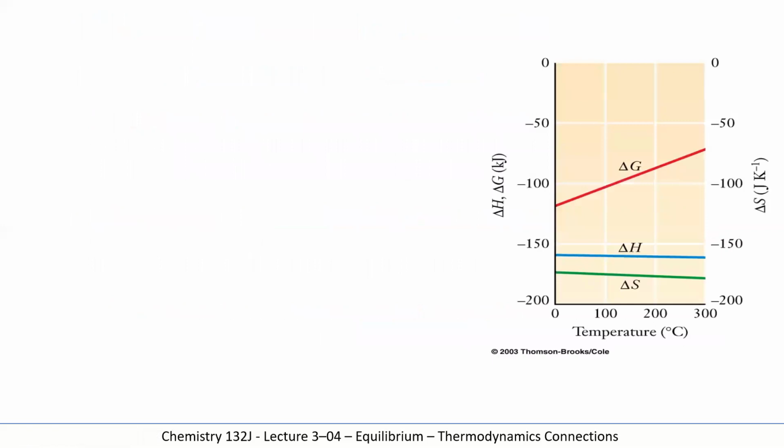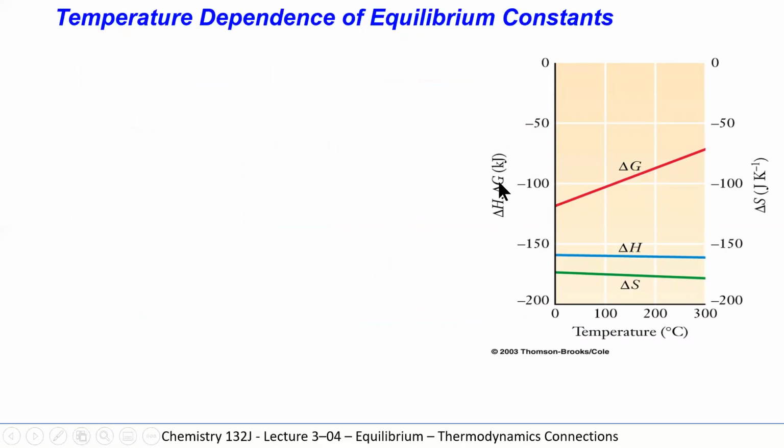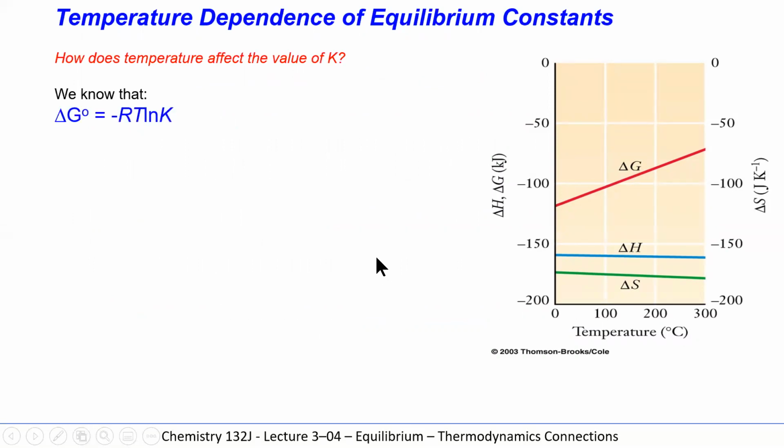So recall the graph of how temperature influences delta S, delta H, and delta G. We are now going to look at the temperature dependence of these equilibrium constants. So how does temperature affect the value of K? Well, we know temperature is in this equation. It looks like it influences delta G, and surely you can see that from this graph. As temperature changes, delta G changes significantly. Okay? Whereas delta H and delta S hardly change at all.